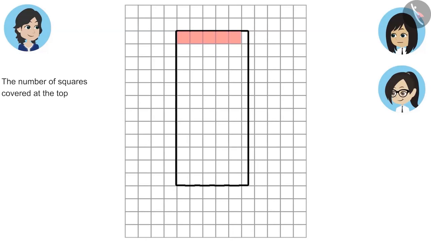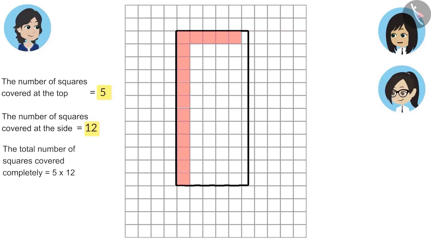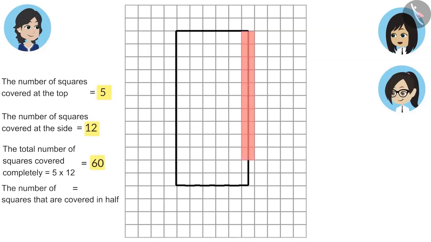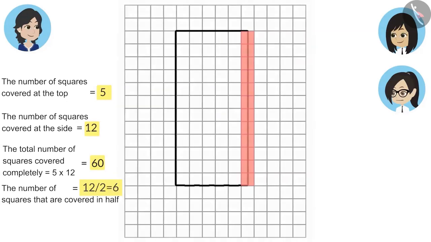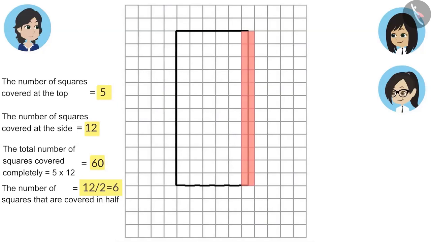The number of squares covered at the top is 5. And the number of squares covered at the side is 12. That means the total number of squares covered completely is 5 multiplied by 12, that is 60. Now, Neha, you count the squares that are covered in half. Okay, madam. The squares that are covered in half are 12. Yes. How many full squares are formed with these half squares, tell me? There will be a total of 6 full squares because we can count 2 half squares as 1 full square. Absolutely correct, Vandana. Now tell me, how many squares are covered by this pencil box? Madam, the total number of squares covered will be 60 plus 6, that is 66.